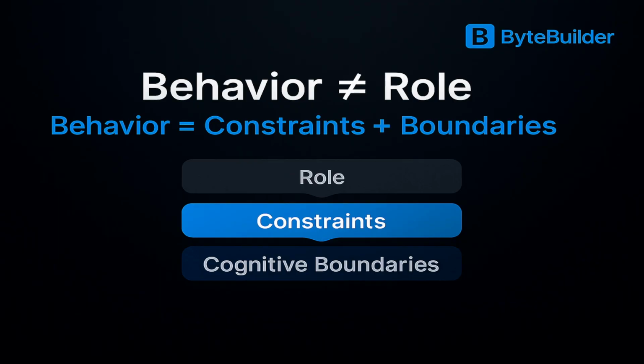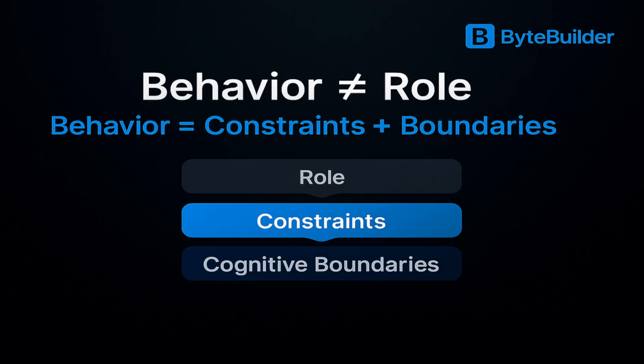A role is just a label. It doesn't create behavior by itself. Real behavior comes from structure, specifically from constraints, cognitive boundaries, and decomposition strategies. Think of the behavioral architecture like a three-layer stack. At the very top is the role layer, but it's thin because it contributes the least to real behavior. It mainly sets context.